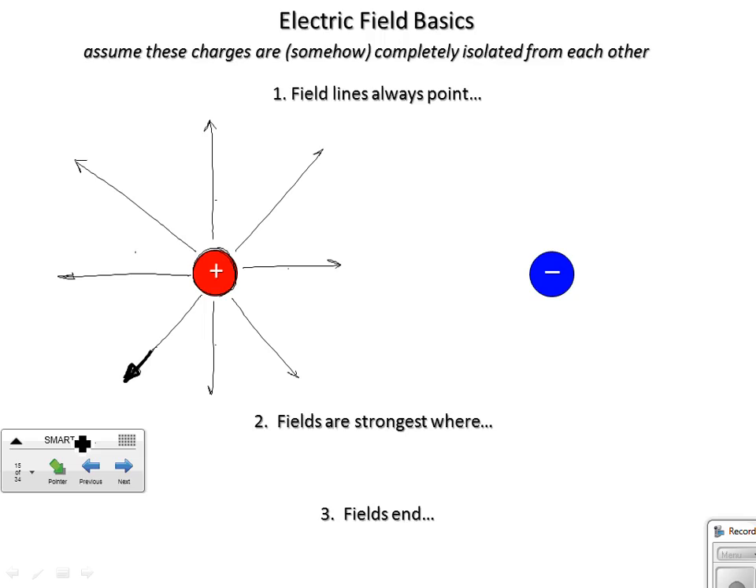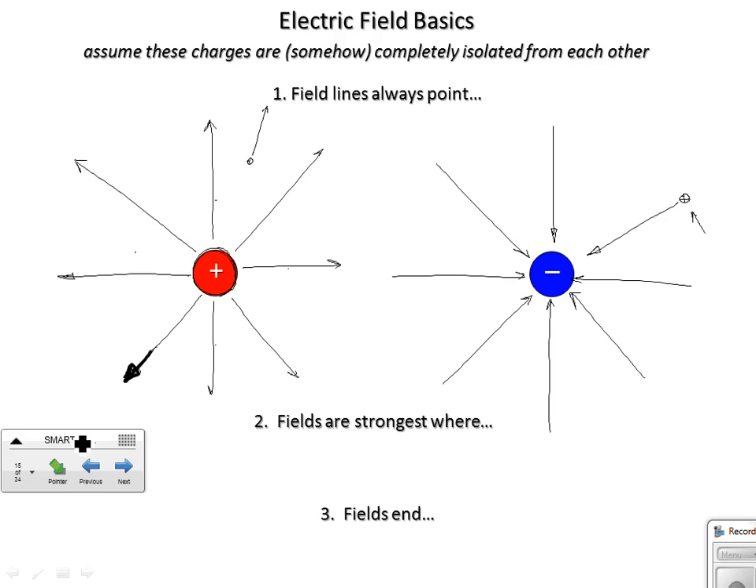Again, the field points in the direction of the force that a charge would feel if I were to put it there. If I were to put a positive charge right here, it would feel a force that way, away from the charge. Therefore, the field at that location is away from the charge. Same thing goes for negatives. If I put a positive charge here, it would be pulled this way, toward it. That means no matter where we put that positive charge near this negative one, the electric field always points toward negative charge.